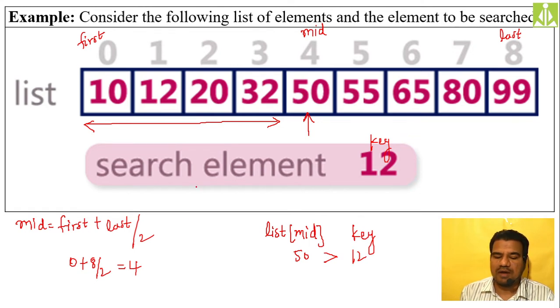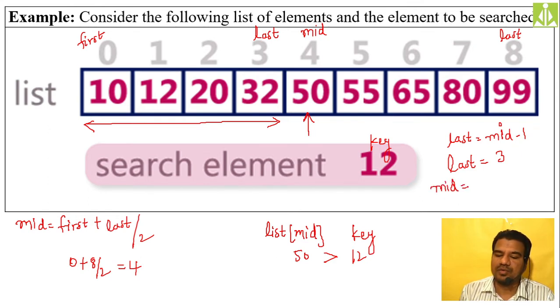Now after this, again what do I have to do? Change the last value to mid minus 1. Whenever the key value is lesser, we change the last value: last equals mid minus 1. So now what is my last? My last will become mid minus 1, in the sense 3. So last will come over here. The next thing I have to do is calculate the new mid.